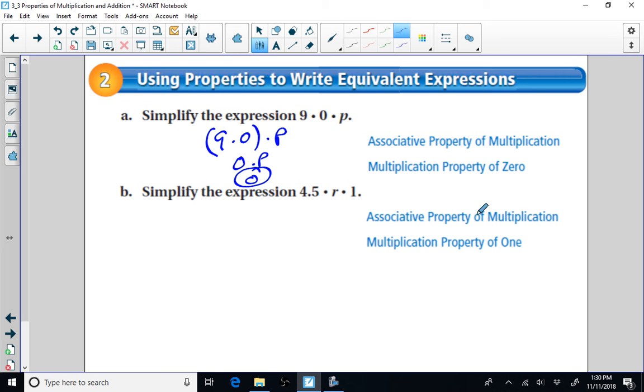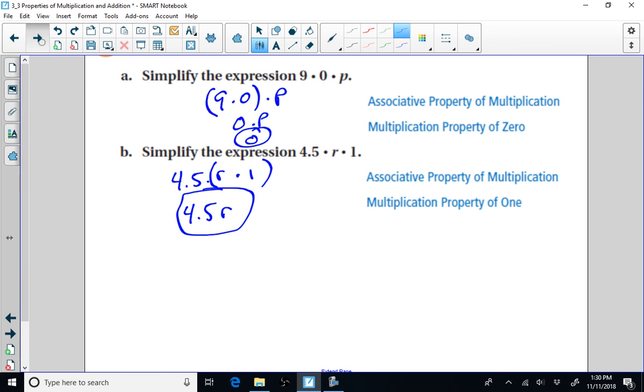If I simplify the expression using the associative property of multiplication, we have 4.5 times r times 1. I'm going to group my r and 1 together, right? That's the multiplication property of 1, right? 1 times r is going to be r. So we have 4.5 times r, and that's my simplified expression.